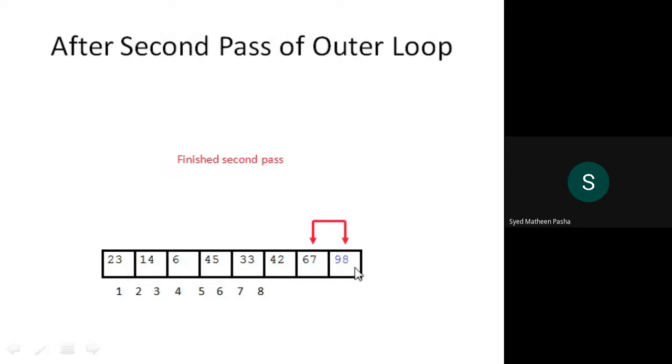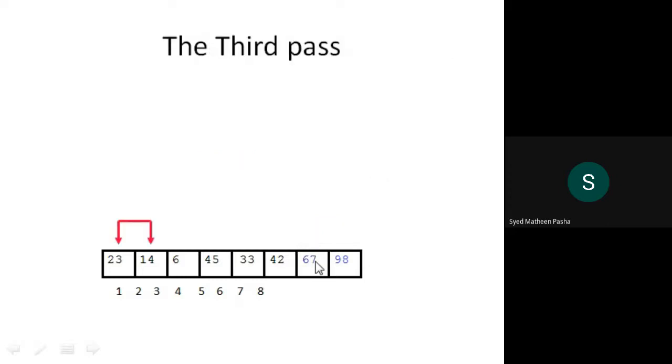67 is lesser than 98, right? So it is in its correct position. So this basically tells the finishing of the second pass. So I have got the last two numbers of the sorted array. Then similarly, I will start with the third pass.